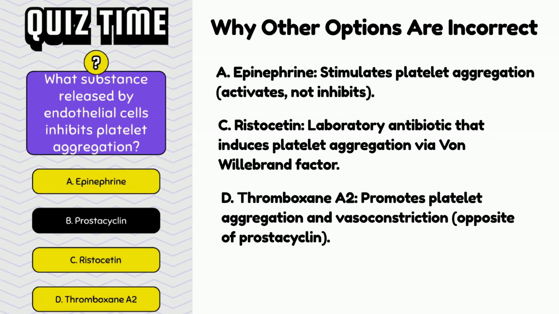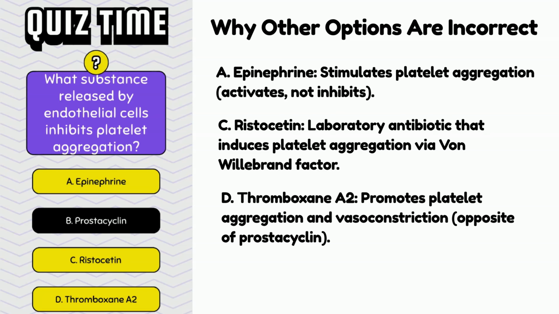D. Thromboxane A2. Thromboxane is actually a promoter of platelet aggregation. It is produced by activated platelets and acts to enhance platelet aggregation and vasoconstriction. It works in the opposite direction of prostacyclin.